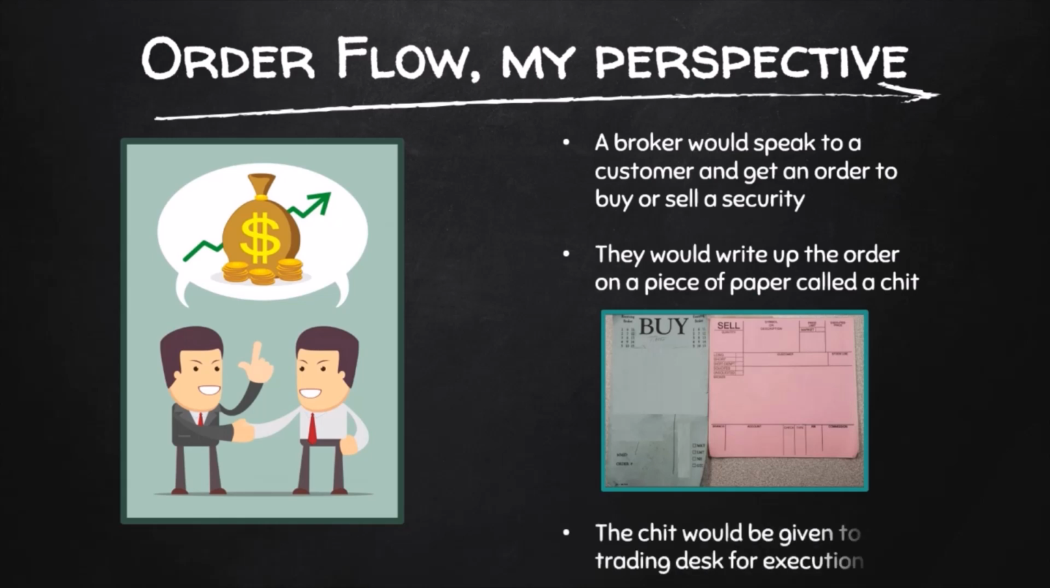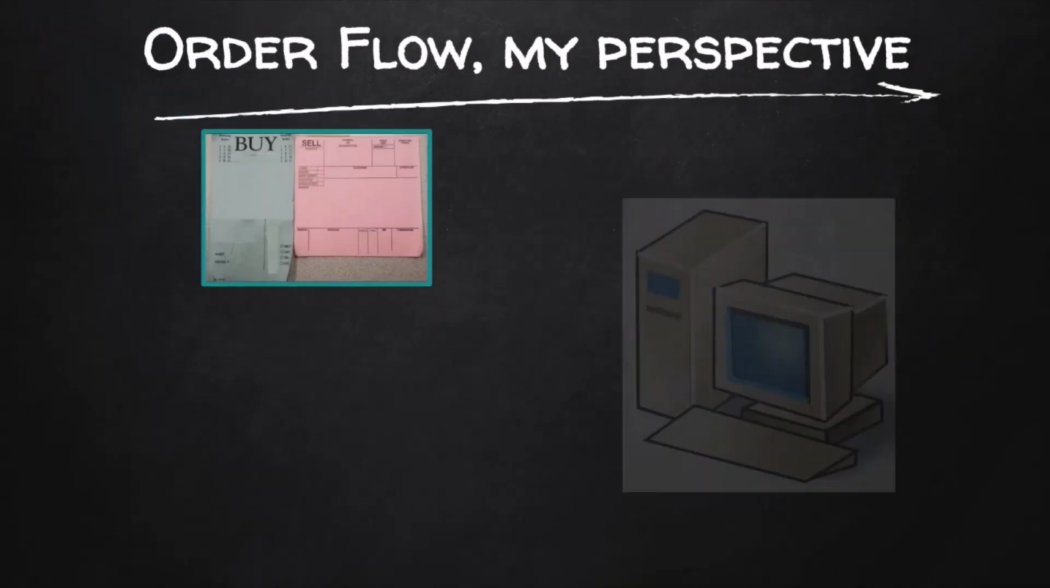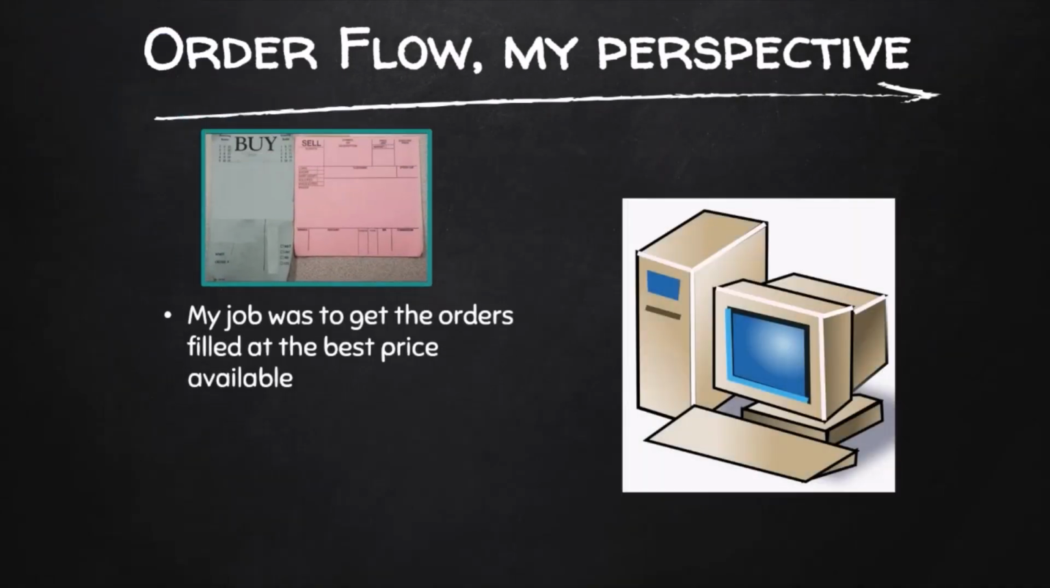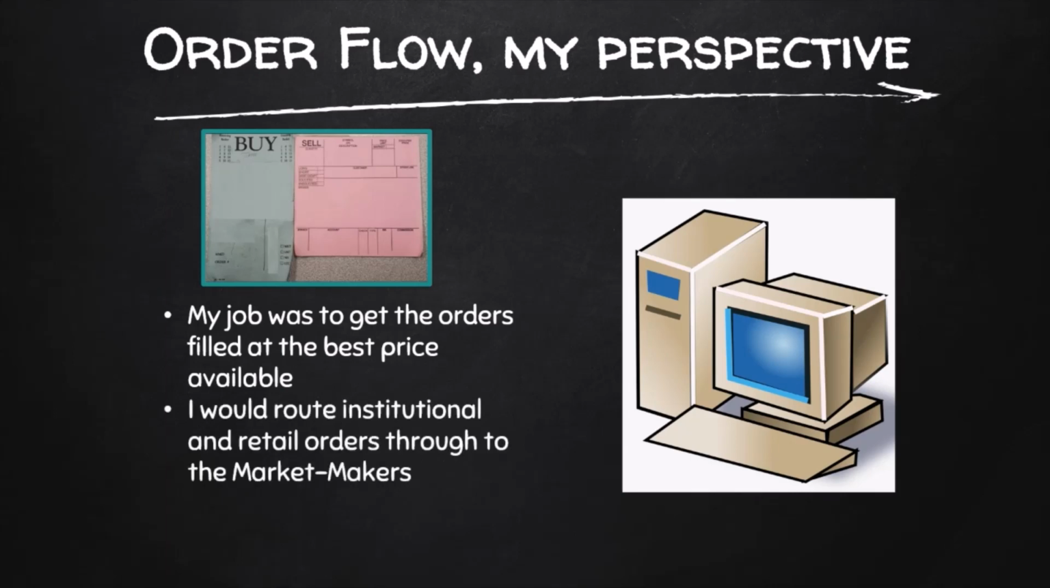Anyway, the chit would be given to that trading desk for execution. That's what I would do. I would go to my computer and take those chits, those orders that were requested, and try to get them filled at the best available price. I was dealing with market makers, and like I said, institutional customers as well as retail customers, and getting those orders filled by routing them to the market makers.